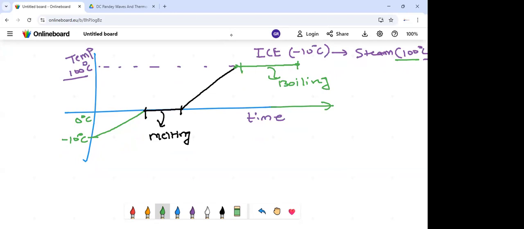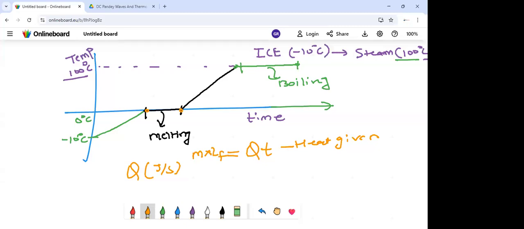Sir, does the melting part also show the latent heat of fusion? Yeah, actually, you can get the latent heat of fusion. How? If somehow they give you the rate of heat, let's say Q, how many joules per second you are providing, and you know the time, and the mass is known to you, then you can get the heat as Q into T. This is the heat given. And once you get the heat given, it will equal mass into latent heat of fusion. Is that clear, Pavneet? Yes, sir.